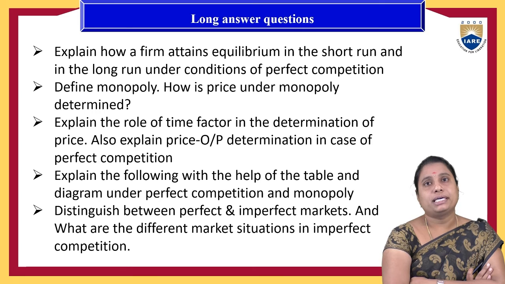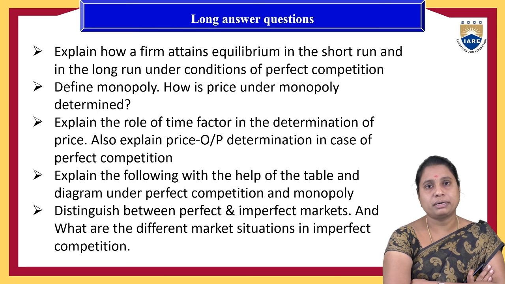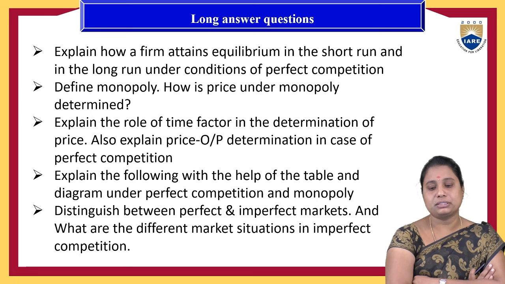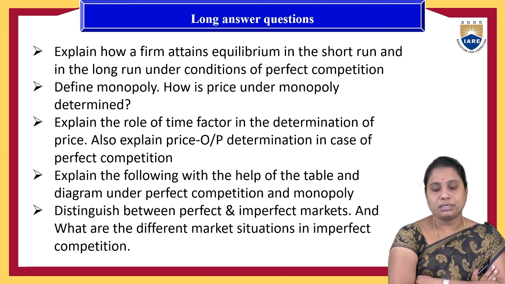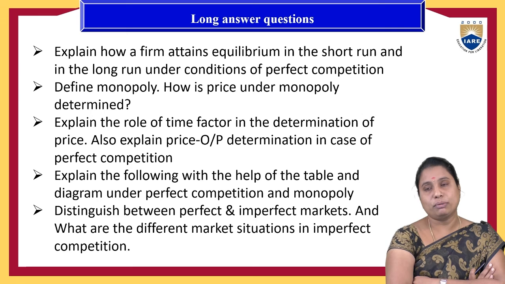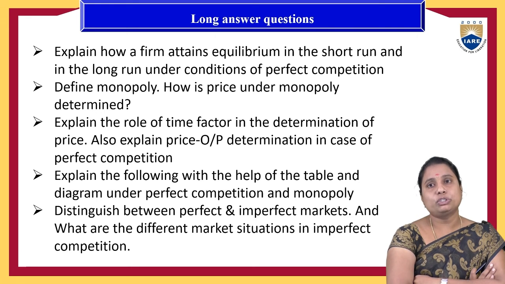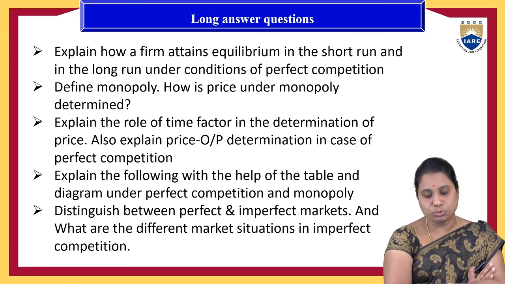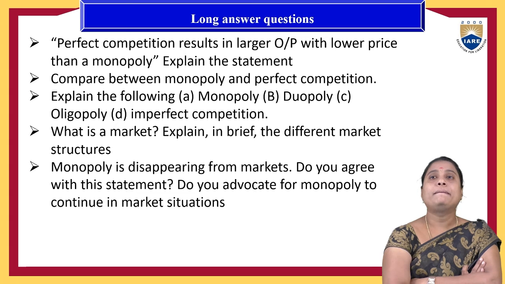perfect competition. So under perfect competition, what is the meaning of equilibrium? And define monopoly. How is price determined under monopoly? And explain the role of the time factor in the determination of price. Also, explain price-output determination in the case of perfect competition. Explain the following with the help of a table and diagram under perfect competition and monopoly, and distinguish between perfect and imperfect markets, and what the different market situations are under imperfect competition.